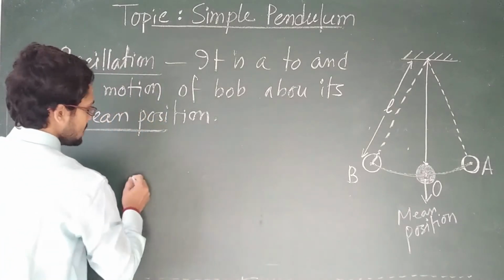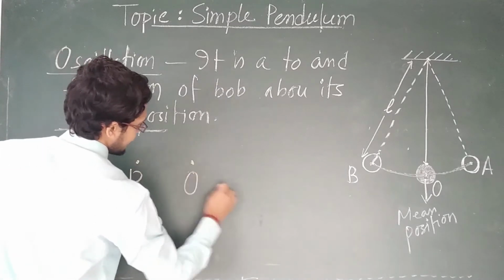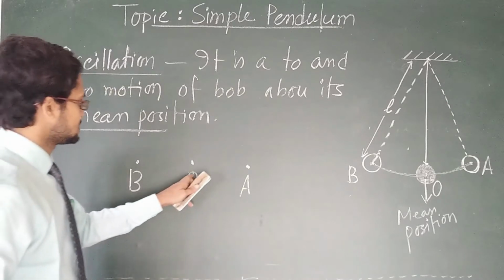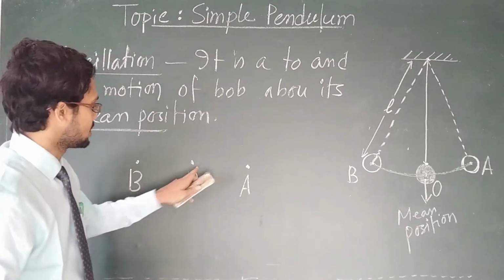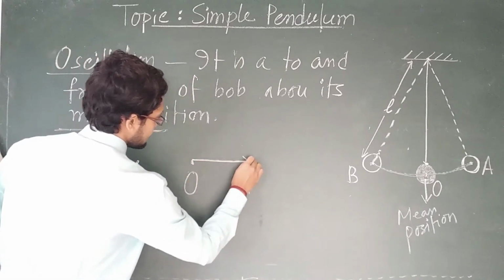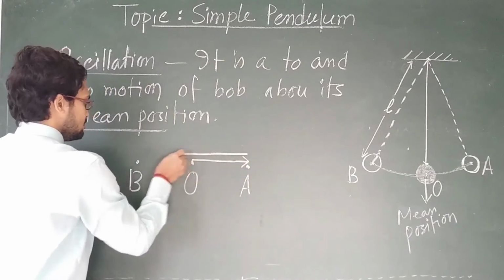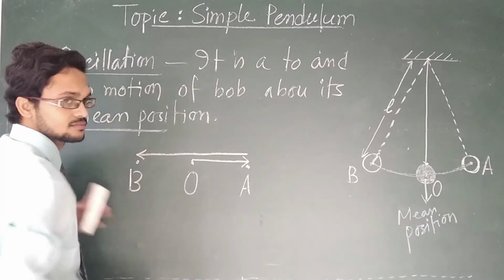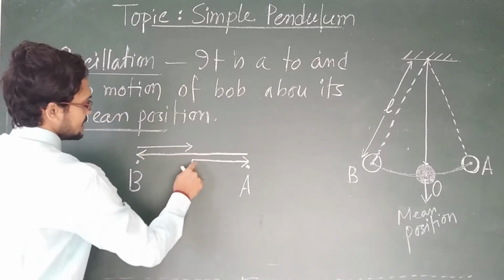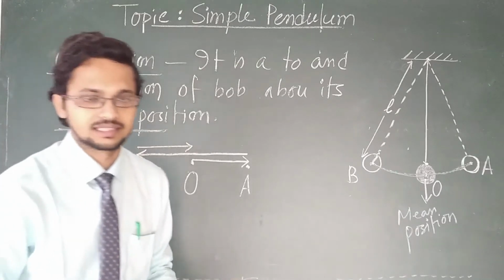Look here. This is point B, this is point O, and this is point A. Suppose the bob starts its oscillation from point O. It will go from O to one extreme point A, then A to B, the other extreme point, then B again to O. This total distance means one oscillation.